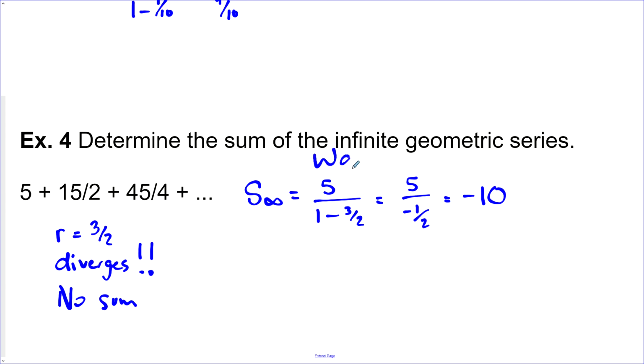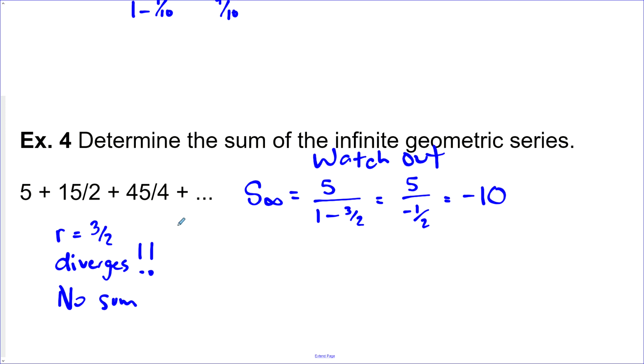Watch out, because if you try this formula on a series that diverges, you still get an answer. So of course it's not negative 10. If you observe here, we're adding up a bunch of positive numbers. Couldn't possibly equal negative 10. But this formula still produces an answer. So be careful. Always check the common ratio that its absolute value is in between 0 and 1.